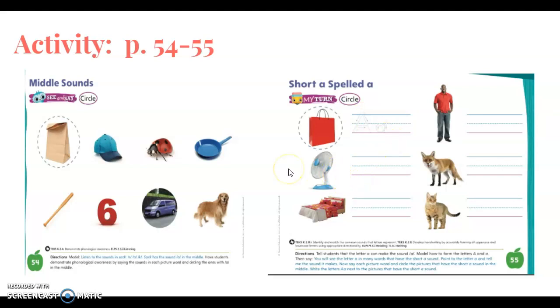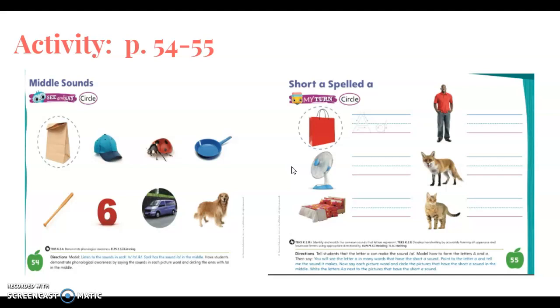Your job is to work on the next pictures. So you're going to say the picture. You're going to think to yourself, does that sound like ah in the middle? If you say yes, then you're going to circle the picture and then write the capital A and the lowercase a. If it does not sound like the short A in the middle, you're not going to write anything. Extra challenge, if you choose to, you can try to write either the middle sound or the beginning sound of the other words. But that will be extra. You don't have to do that.